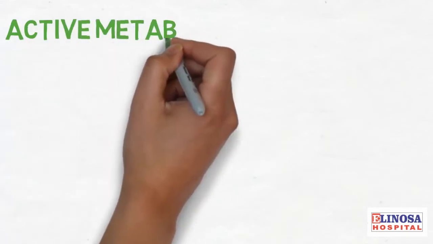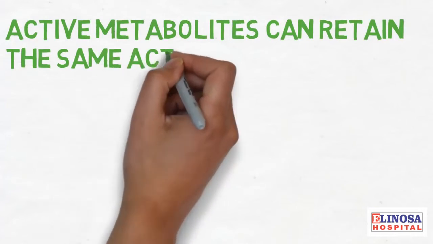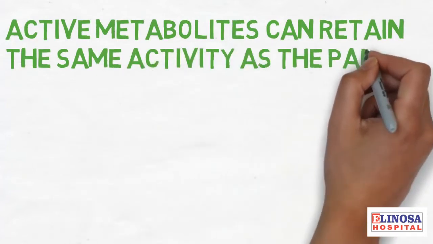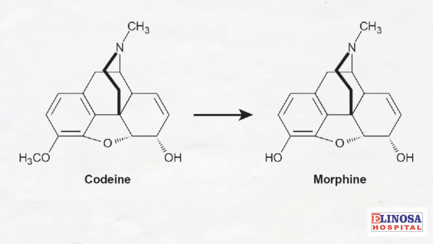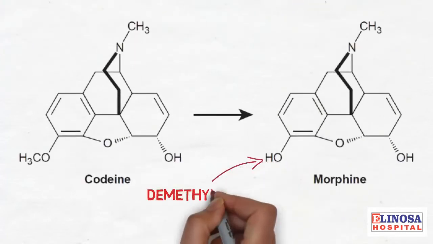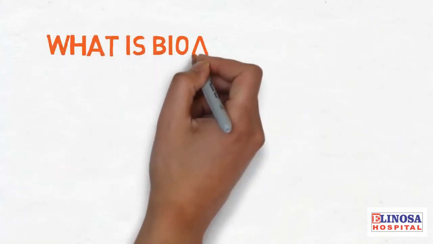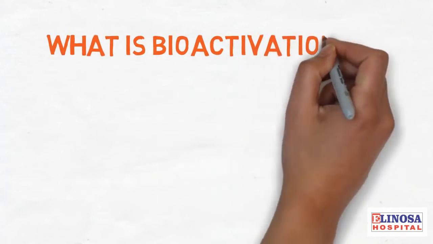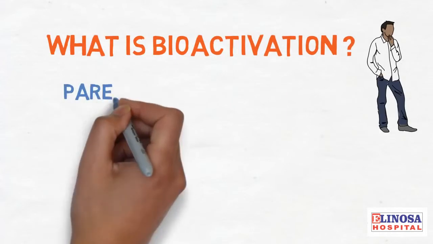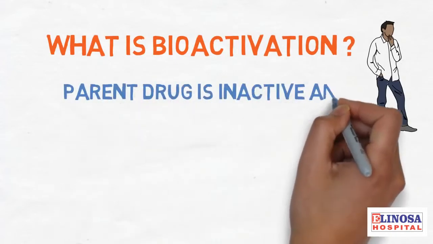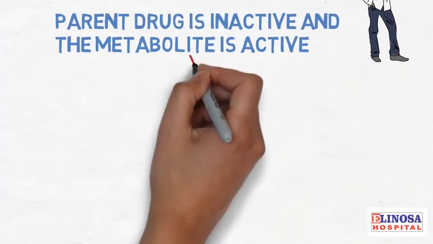On the other hand, an active metabolite can mean that the metabolite can retain the same activity as the parent drug. That's apparent when codeine is demethylated to a more active drug, which is morphine. However, in some cases we notice a result known as bioactivation, where the parent drug is inactive and the metabolite would have a pharmacological activity. In this case, the inactive parent drug is called a prodrug.